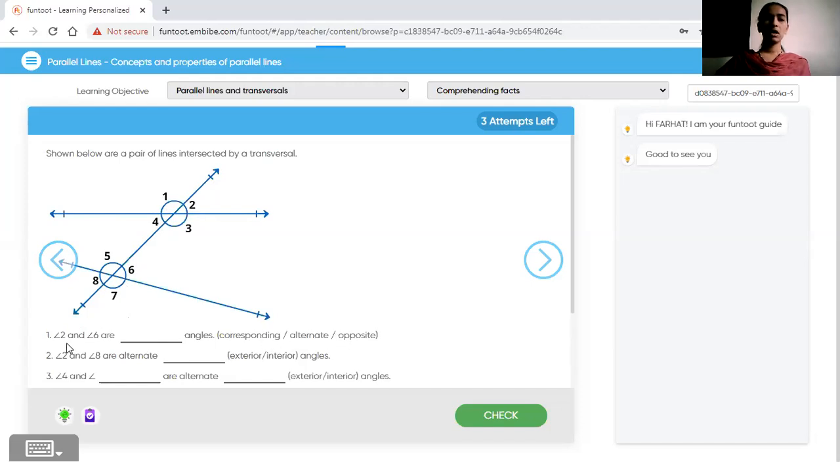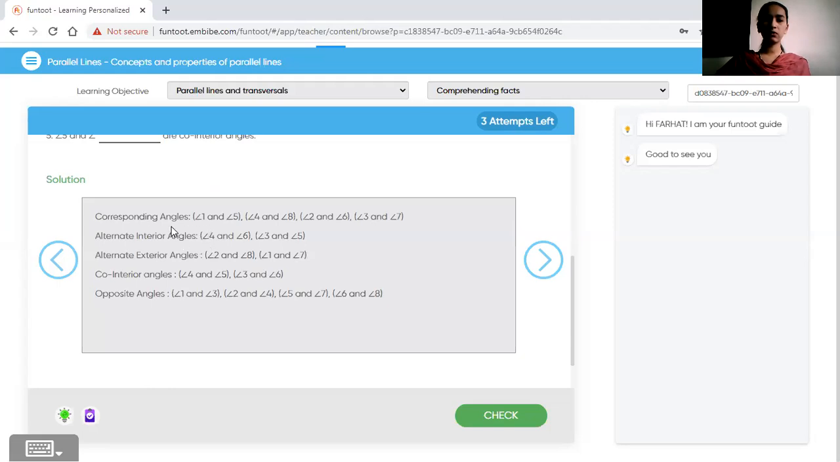Now angle 2 and angle 6. Which angles are they called? Are they alternate? No. Are they opposite? No, they are corresponding. So the first option is corresponding. Okay, understand? So the first answer is corresponding angles.